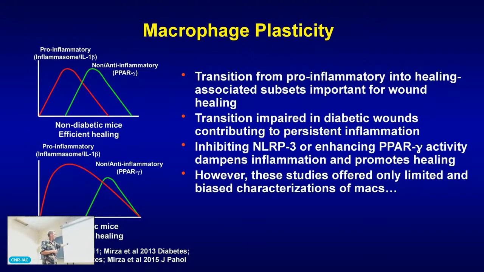You see here, normally you have this ordered transition from a pro-inflammatory to an anti-inflammatory state in the wound when you have efficient healing in non-diabetic mice. That's at least partly regulated, first the pro-inflammatory phase by the inflammasome and then the anti-inflammatory phase by the PPAR gamma pathway. Whereas in the diabetic mice, you see this prolonged inflammatory response that's in part driven by the inflammasome and the cytokine IL-1 beta, and impaired, lower activity of the PPAR gamma pathway.